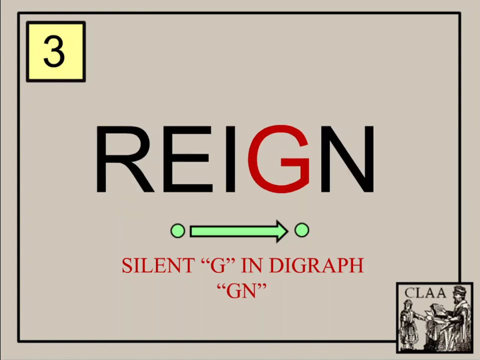The letter G in English is also silent in the digraph GN. Let's read this word together, reading the G as silent G in the digraph GN. Rain, rain, rain. Again, the G is silent.